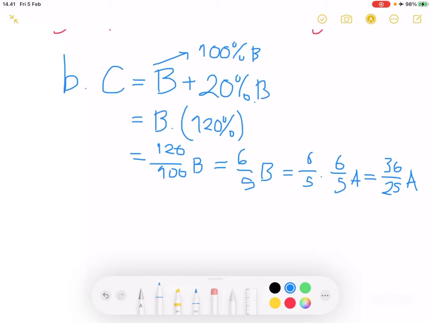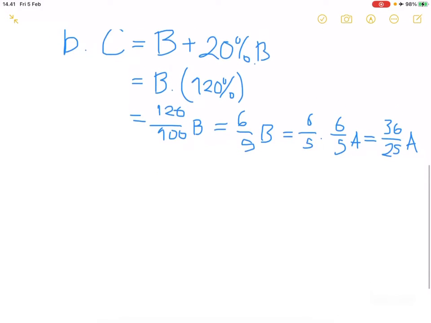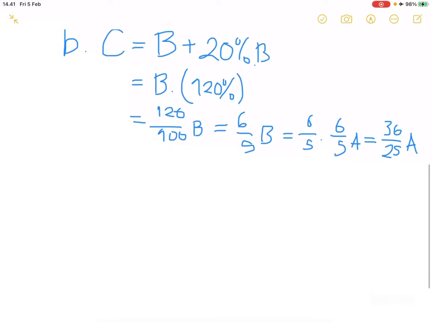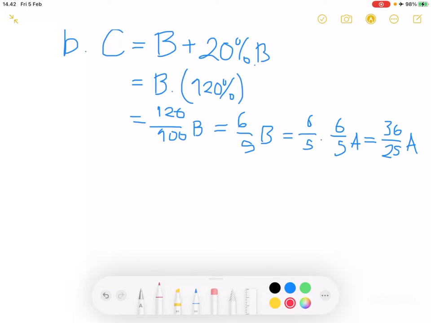And we may use the percentage increase formula, so we can just do that. You can also do it another way, by doing it quote unquote logically. You can also do that, but I'm just going to use the formula.